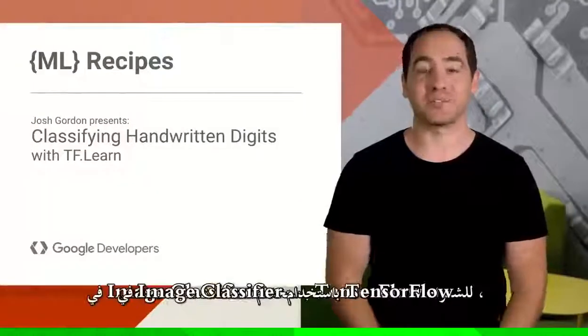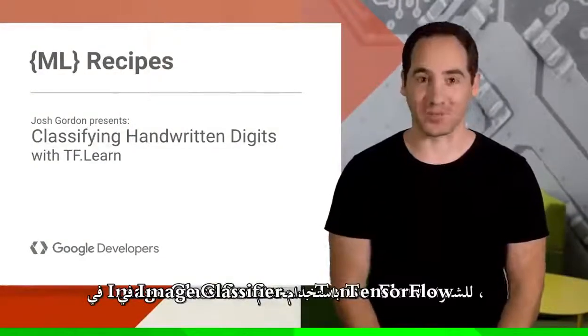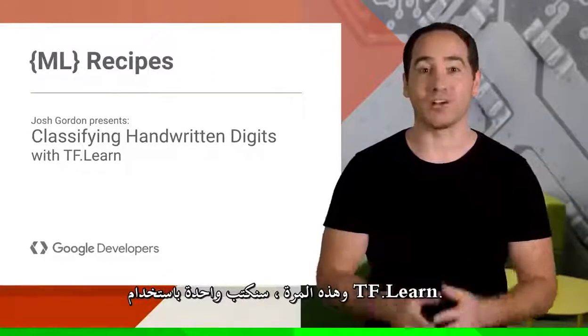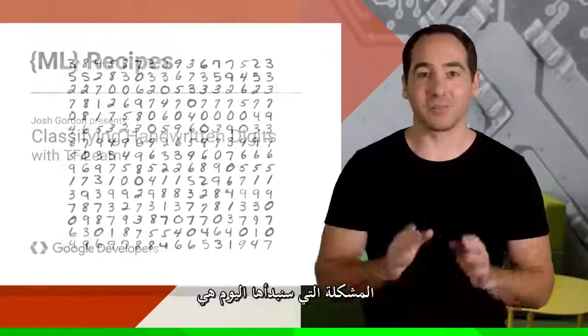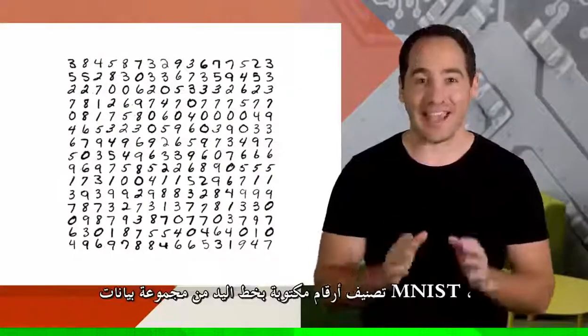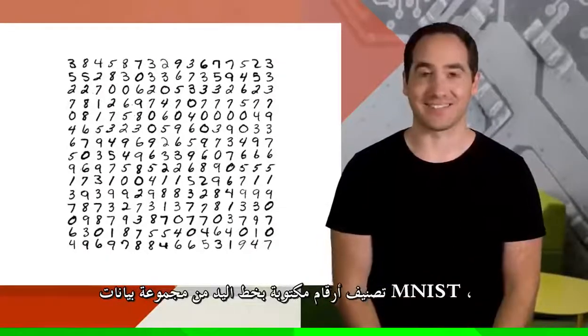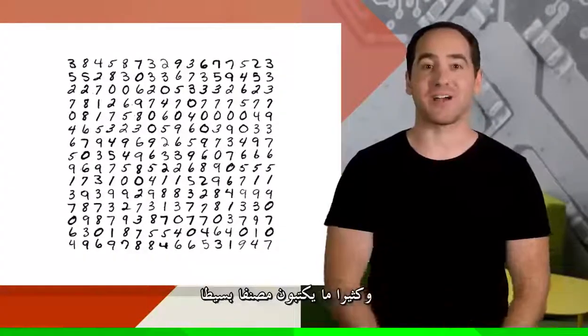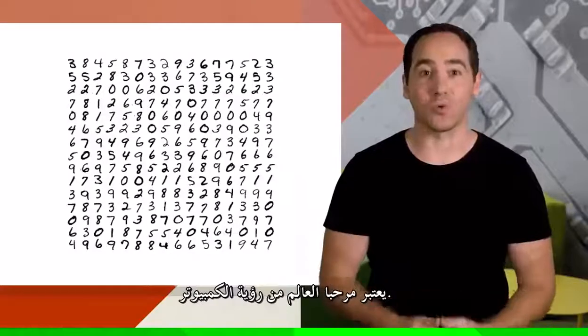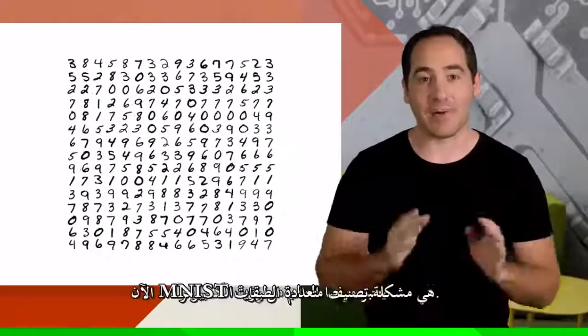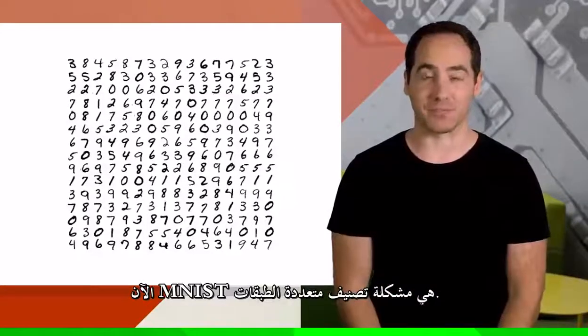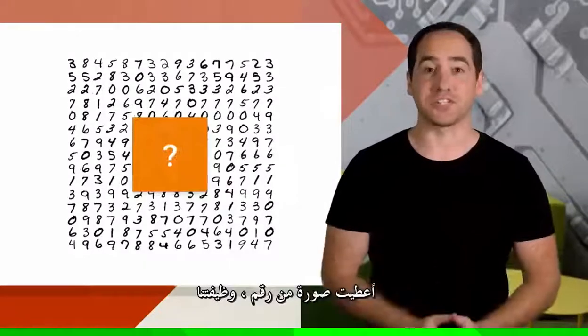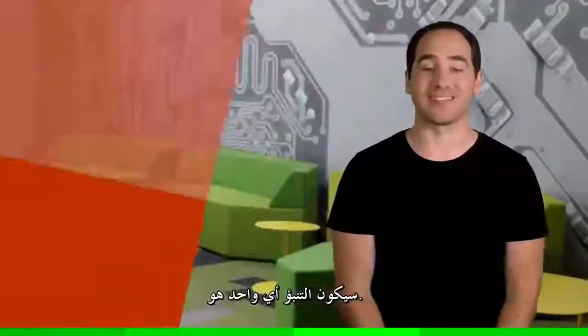Last episode we trained an image classifier using TensorFlow for Poets, and this time we'll write one using TF.Learn. The problem we'll start on today is classifying handwritten digits from the MNIST dataset, and writing a simple classifier for these is often considered the hello world of computer vision. Now MNIST is a multi-class classification problem. Given an image of a digit, our job will be to predict which one it is.